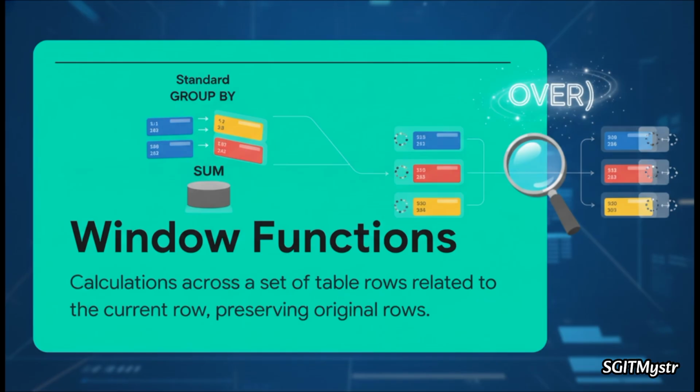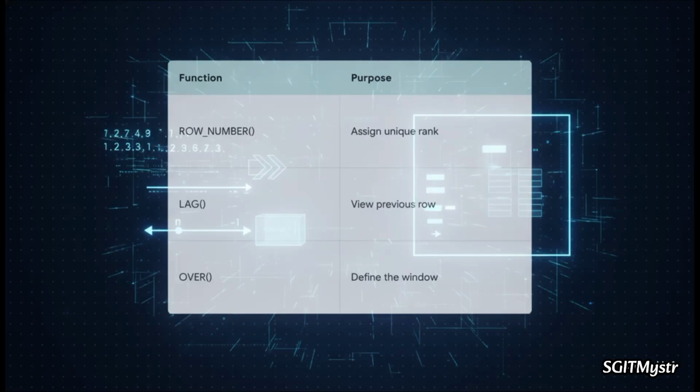It performs a calculation across a set of table rows related to the current row, and it uses this magic keyword OVER. Let's check out the blueprint of this in action. Using ROW_NUMBER OVER a partition of departments allows you to assign a unique, sequential integer to each row within that specific department, sorted by salary. So you can instantly rank who makes the most in each department without losing the individual employee records.